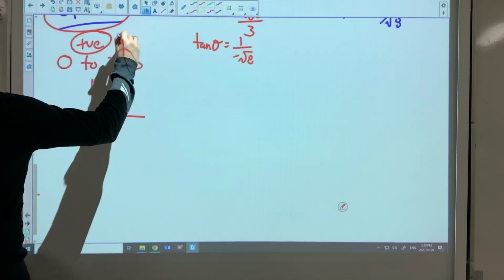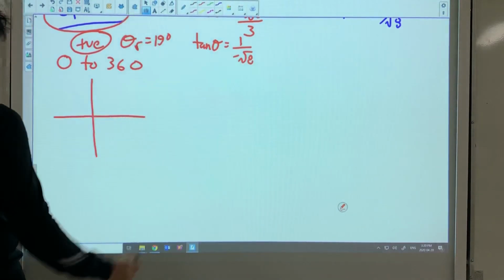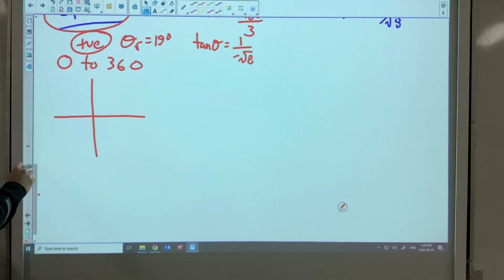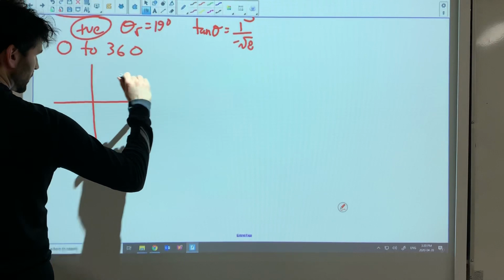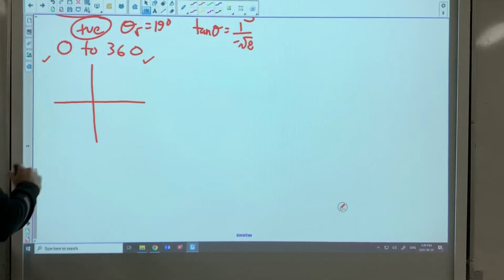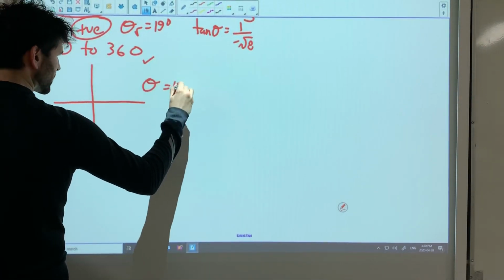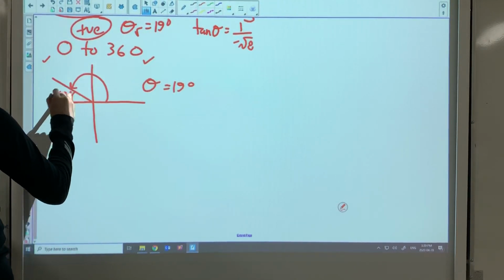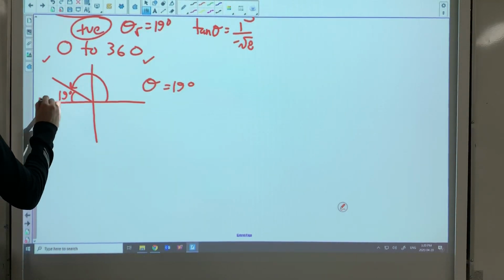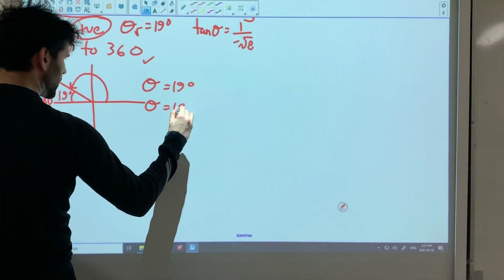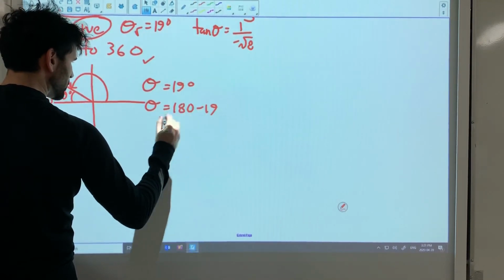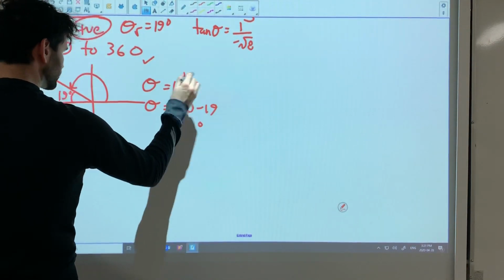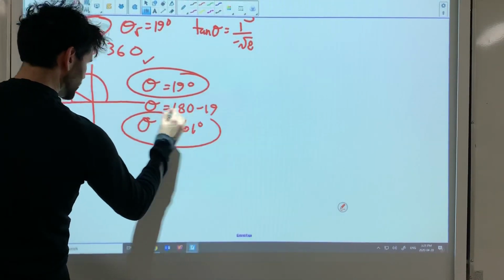And you have a theta reference value of 19 degrees, and sine must be positive. Remember, your sine is like your y values, okay? So where are my y values positive? In quadrant 1 and in quadrant 2. So one possibility is that my theta can equal 19 degrees. The other possibility is I rotate that far and get my 19 degree reference angle. Well, this is 180. So if I go 180 minus 19, I'm going to get 161 degrees. So there it is on the positive side.